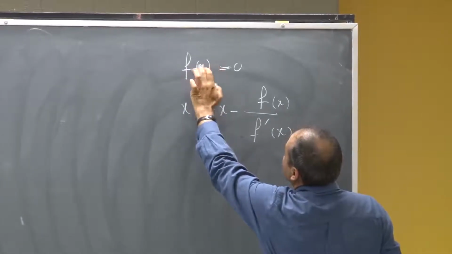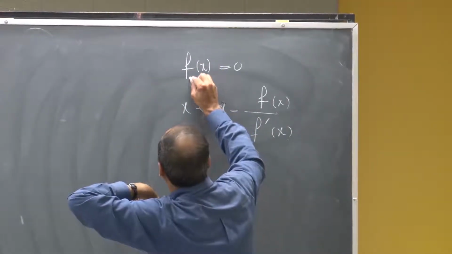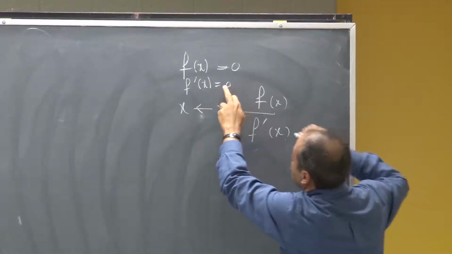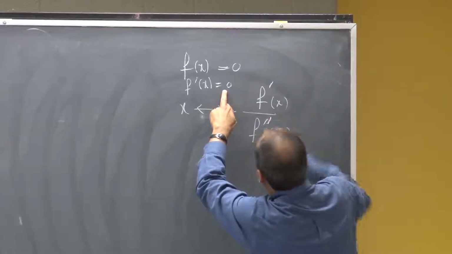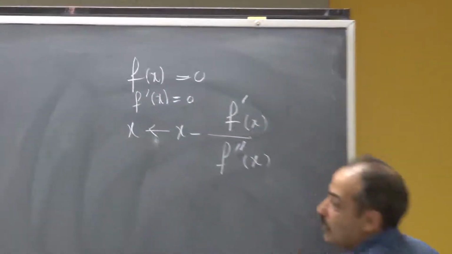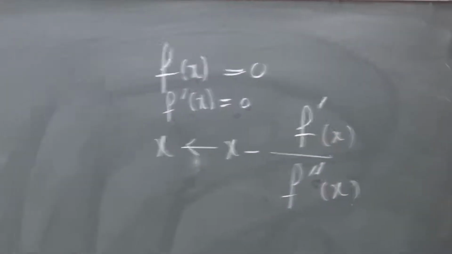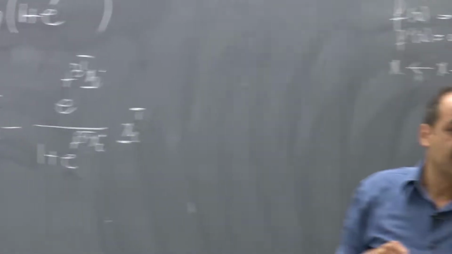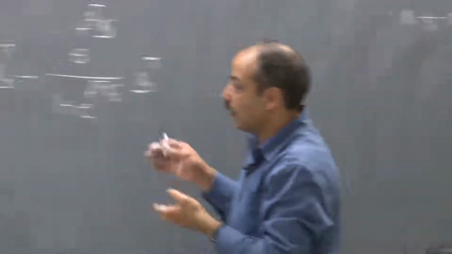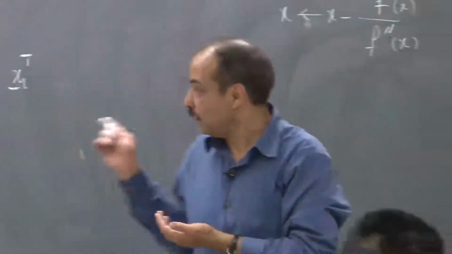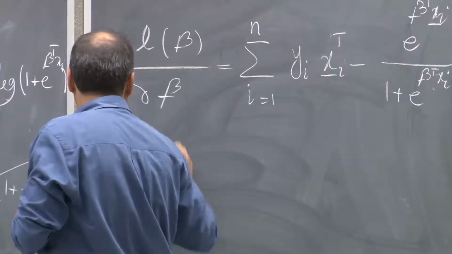What if I want to minimize this function? If I want to minimize this function, it means I have to set the derivative of this equal to 0. So the derivative of this equal to 0. So I need the second derivative. So that's for minimization. So I have the derivative of the likelihood. I need the second derivative. Basically, I have the Jacobian. I need the Hessian of the likelihood. So I have to take the second derivative.